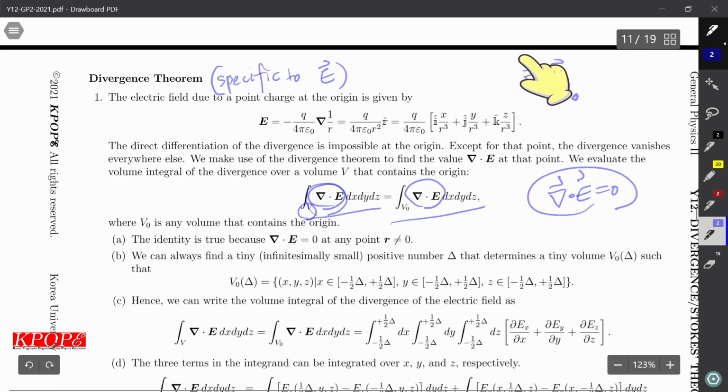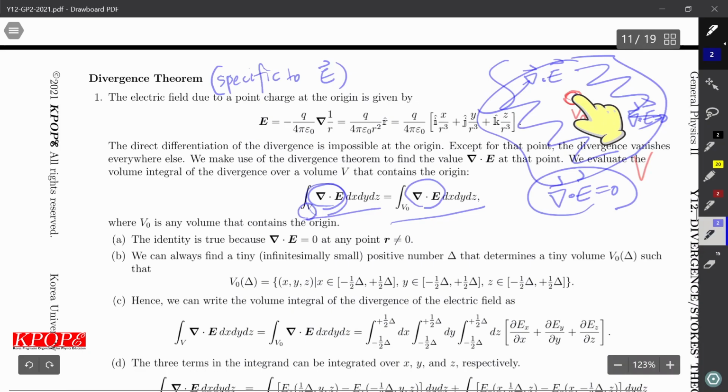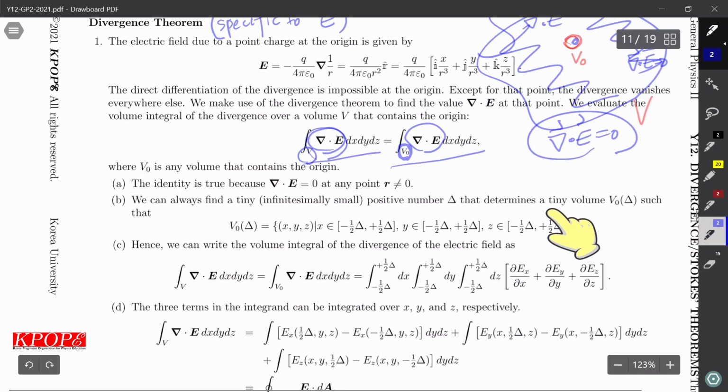The volume integral over space is 0 except for a single very tiny volume called V0, because divergence E equals 0 everywhere except for the point where the charge is placed. So we carry out the volume integral. This volume integral vanishes everywhere except for a very tiny volume V0 that contains the origin. This greatly simplified the calculation.